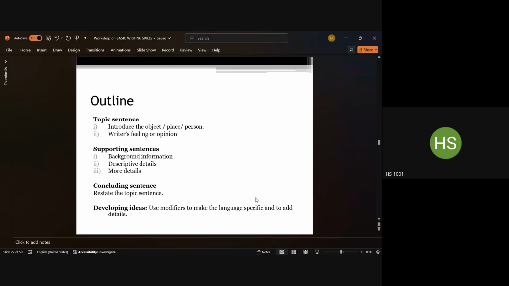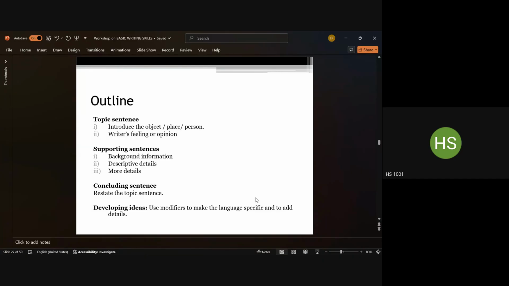Now, on the screen, you have an outline. So I have put down some points there. Every time it doesn't have to look like this. So for example, look at the topic sentence part, right? The first point, introduce the object, place, or person. Of course, that is important. But the second thing, writer's feeling or opinion. This is not always necessary, right?